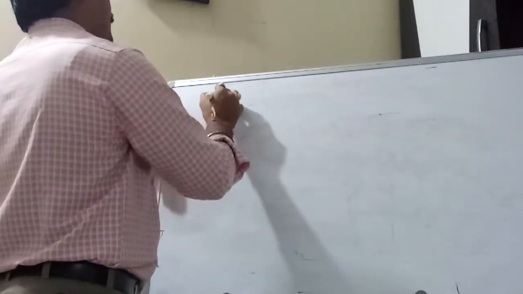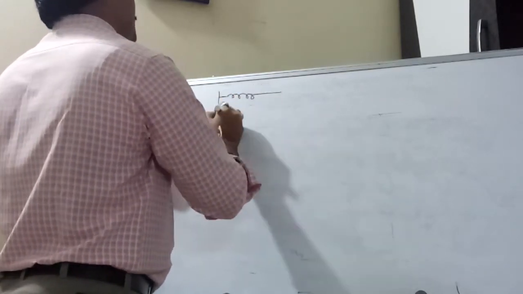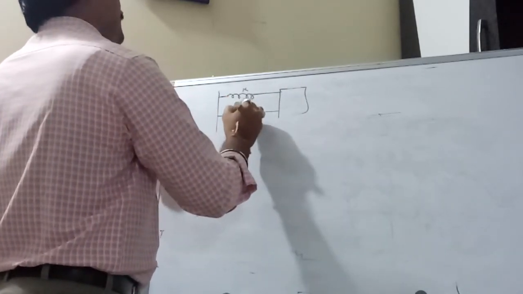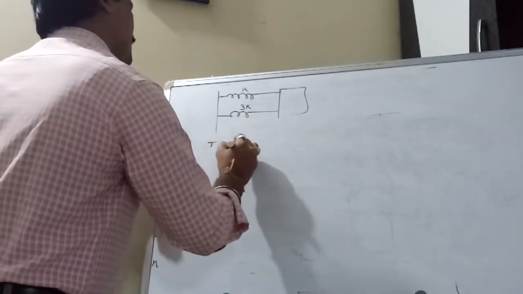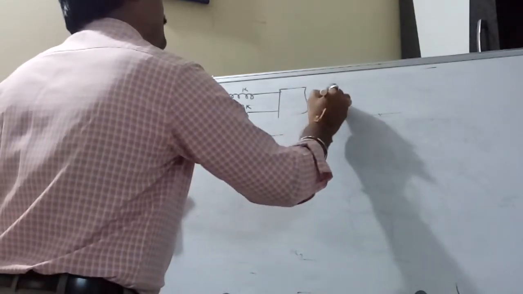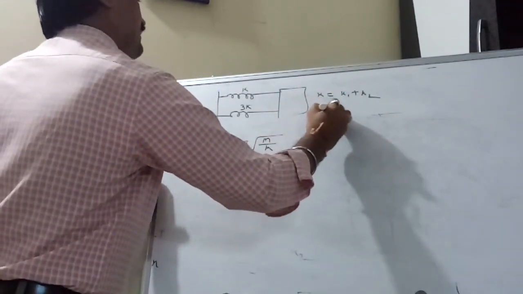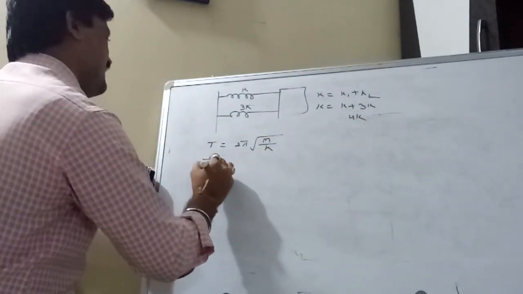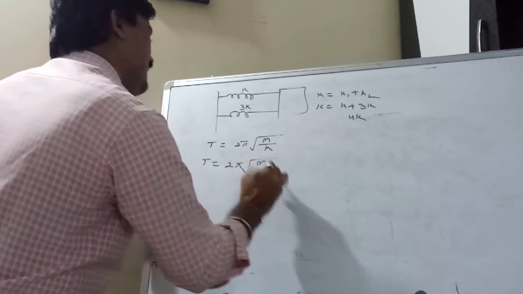Okay, now a parallel and series combination. Suppose two springs here: K and 3K. Find the resultant time period T is equal to 2 pi root m by K. Here K is equal to K1 plus K2, as both are parallel. K is equal to K plus 3K, that is equal to 4K. Time period T is equal to 2 pi root m by 4K.